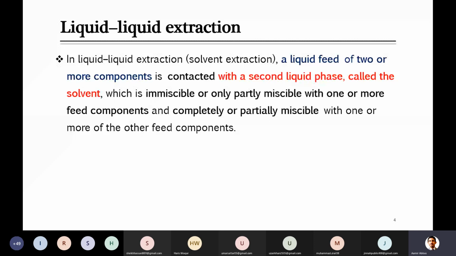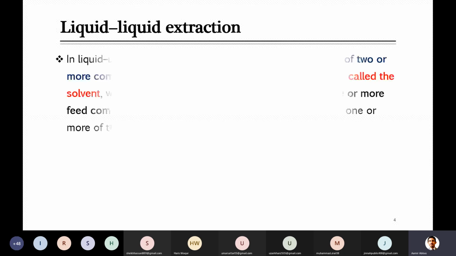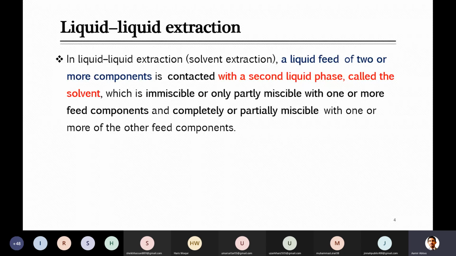So what is liquid extraction? Does anyone know? Okay, as its name indicates, here you will first of all involve two liquids. So what are those two liquids and how is this extraction or separation going to take place? We will define liquid extraction, or sometimes you will also see this terminology, solvent extraction. So in this technique, actually a liquid feed of two or more components.